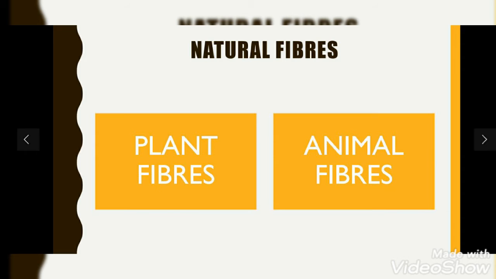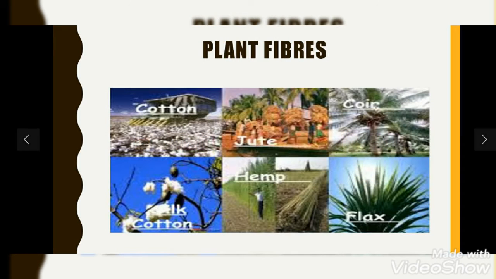Now, natural fibers are fibers which are from plant or animal sources. The fibers which are obtained from plants like cotton and jute are natural fibers. The fibers which are obtained from sheep, yak, they all come under animal fibers, like we get wool and silk from animals. So plant fibers consist of cotton, jute, coir, flax. They all come under plant fibers.